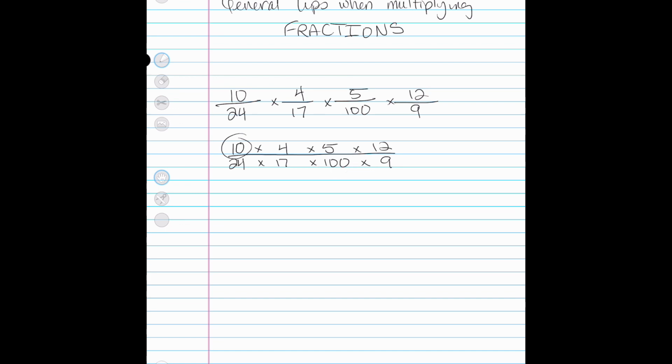Well, you have zeros there, so you can mark off those zeros. And now you have, instead of 10 times 4 times 5 times 12, you have 1 times 4 times 5 times 12.